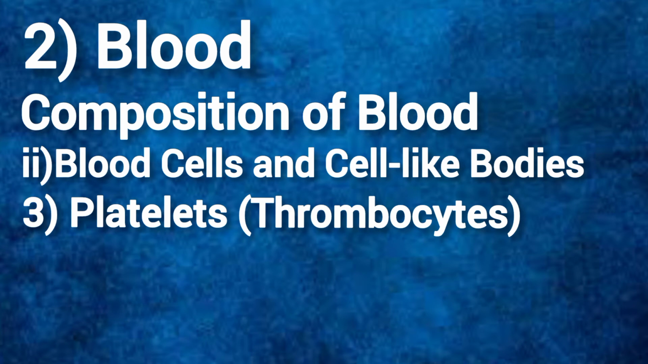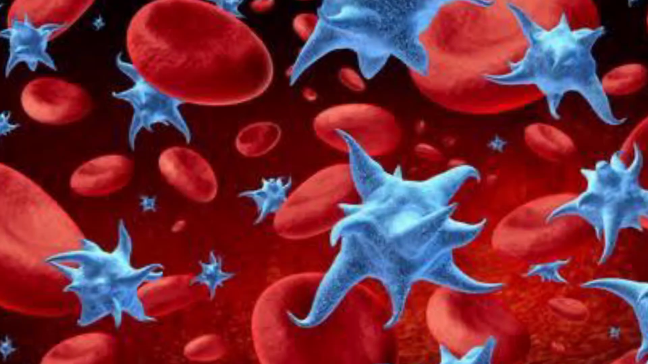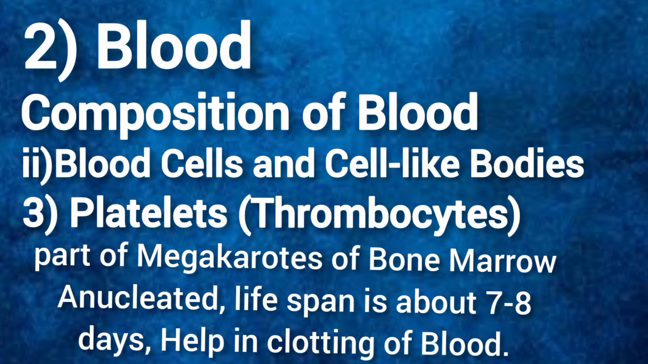The third blood cells are the platelets. The scientific name used for platelets is thrombocytes. These are not cells but parts of the megakaryocytes of the bone marrow. They also don't have a nucleus or pigment. Their lifespan is about 7 to 8 days. We know the platelets help in the clotting of the blood.